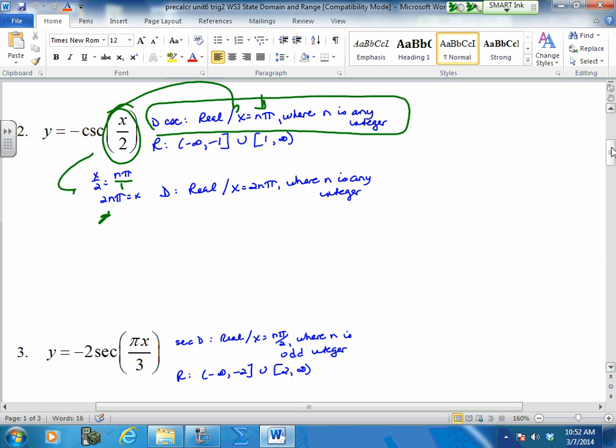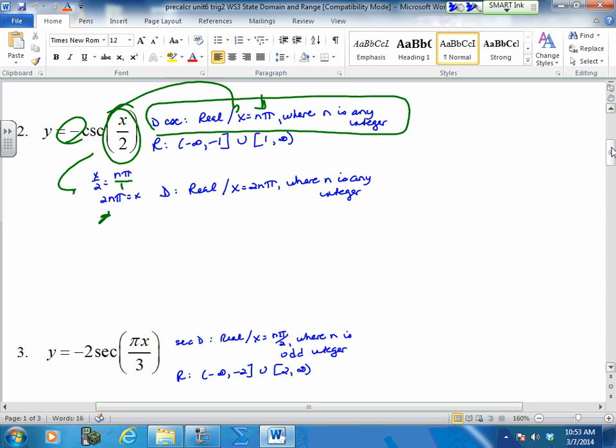Okay, and again, we did not change your domain. What did this negative out here do? Reflect it over the x-axis, right? Okay. Yes? How come for this question you wrote where n is any integer? Yes. You wrote any odd integer. Because the n pi over 2 is any odd. The n pi is any integer.